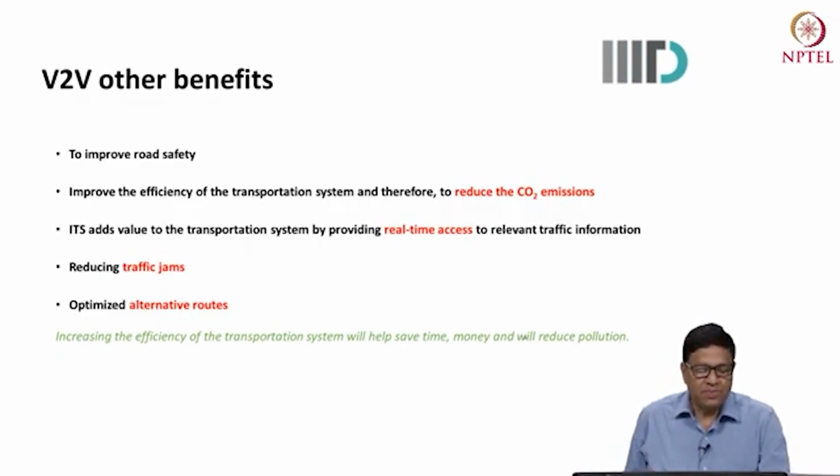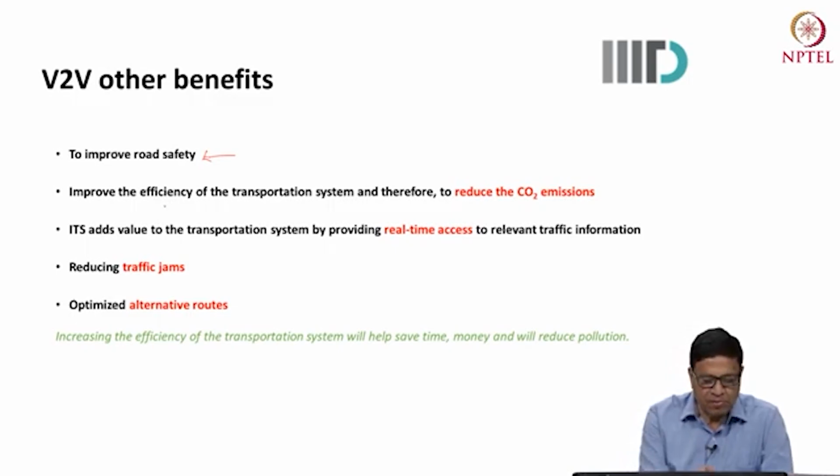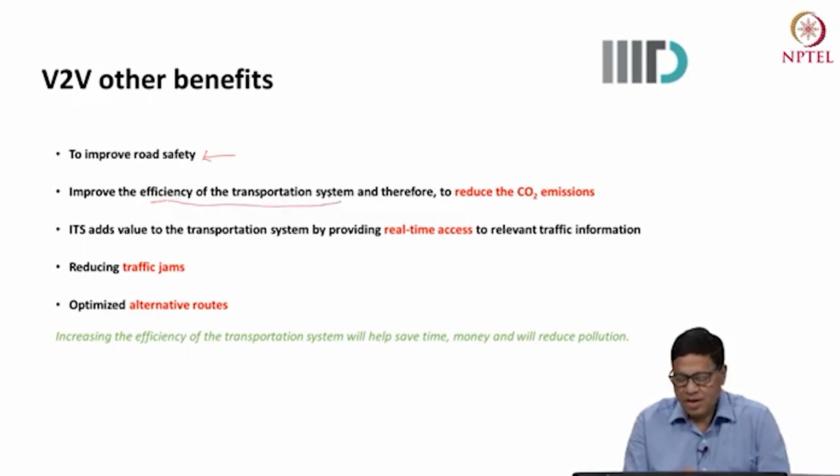So what are the benefits of vehicular to vehicular communication? First of all, it will improve road safety, meaning there will be fewer accidents or injuries on the road if two vehicles are able to communicate with each other. It also helps in improving the efficiency of the transport system, which indirectly reduces carbon dioxide emission, because you are not stranded in a traffic jam, so you're not emitting unnecessary carbon dioxide from the vehicle. So it basically improves the overall efficiency of the transportation system.